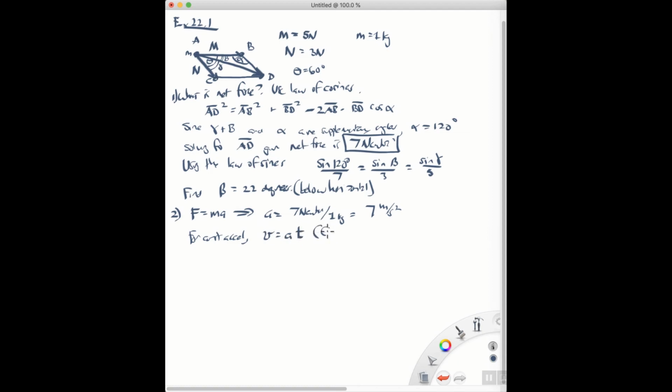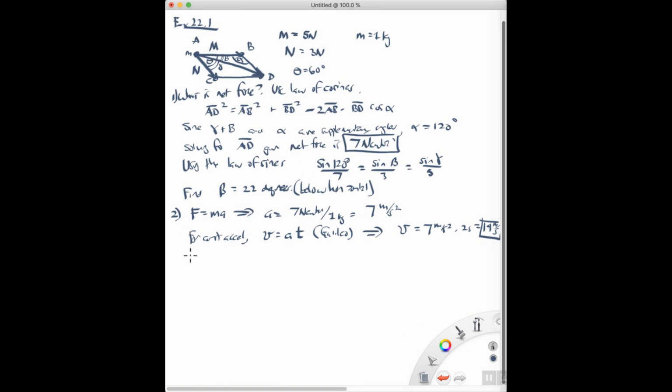That is from Galileo. We learned that back in the section on Galileo, and that implies that the velocity after 2 seconds is going to be 7 meters per second squared times 2 seconds, which is 14 meters per second. So that's the speed that it is going to have after 2 seconds of this force acting on it. And it will be a velocity in the direction of that force.